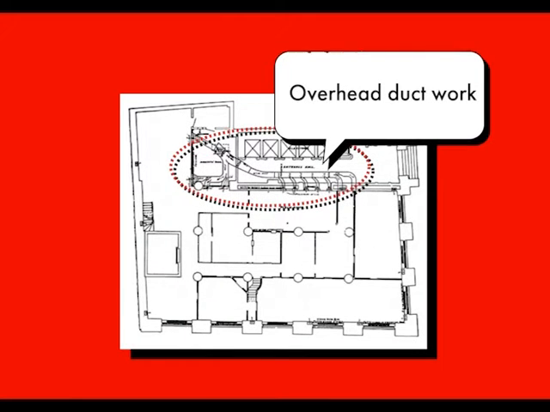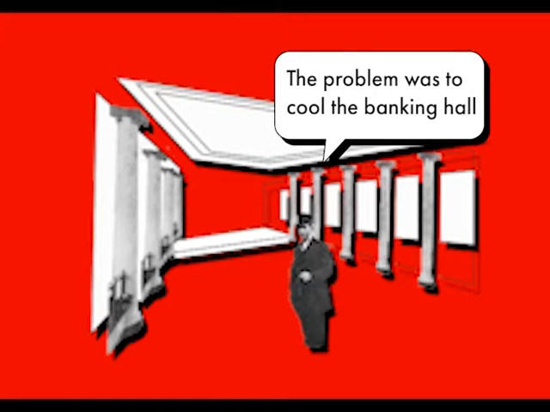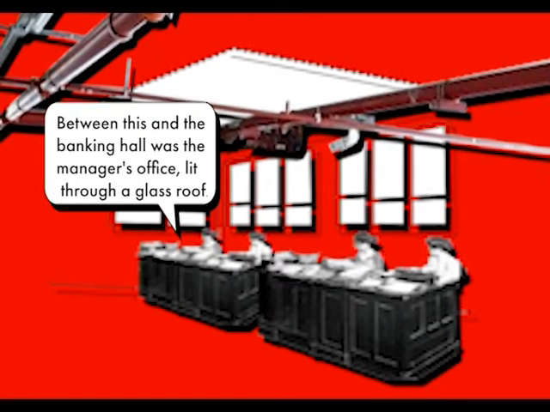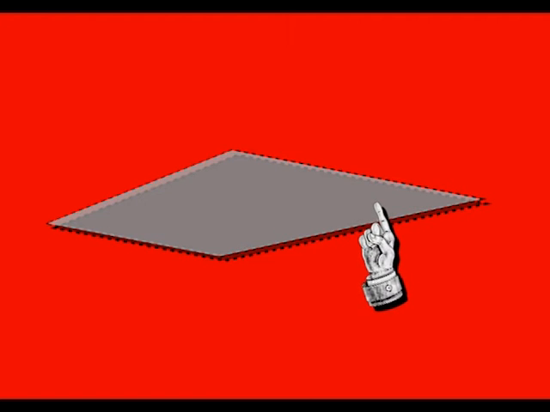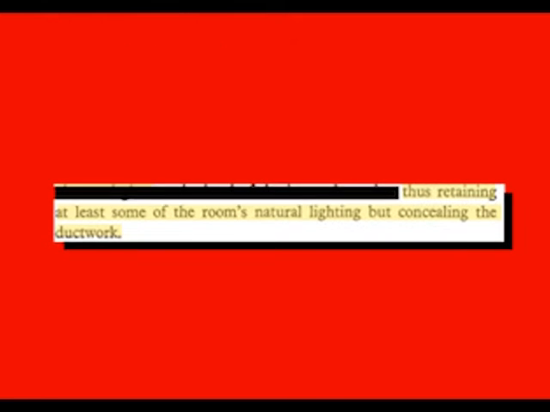The earliest documented use of this type of integration is A.M. Feldman's ventilating installation in the Kunming Low Bank in 1906. The problem was to cool the banking hall, but the ductwork taken through the upper part of this room would be conspicuously seen in backlit silhouette through a glass roof. Therefore, Feldman dealt with this problem by suspending a ceiling of obscured glass at the level of the internal corners, thus retaining at least some of the room's natural lighting but concealing the ductwork.